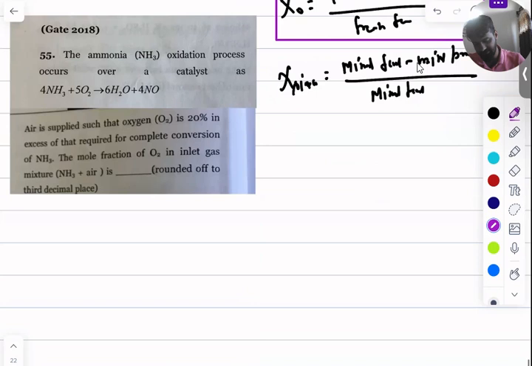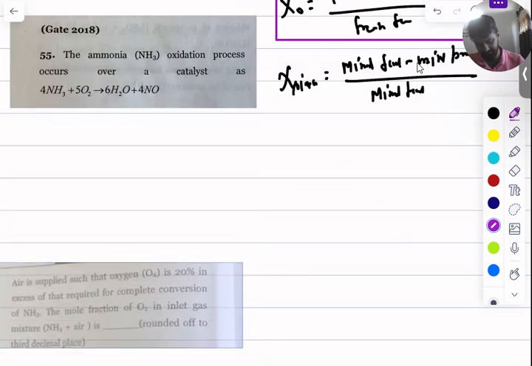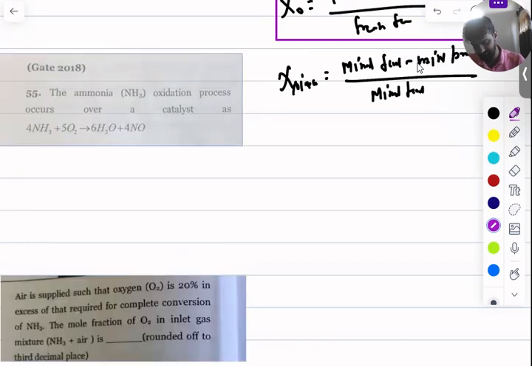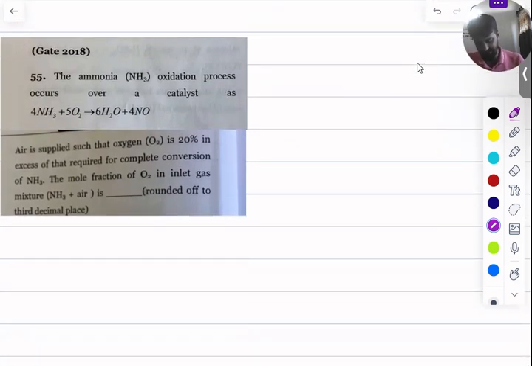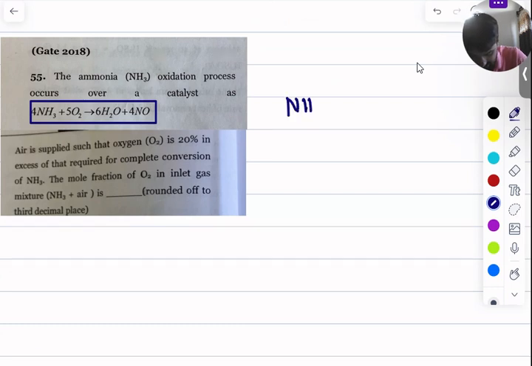Okay, after that, I'll be moving towards the next concept here, right? This is another question, that ammonia NH3 oxidation process occurs. One of the most important things is the reaction. Whenever in chemical technology, these questions can be asked, ammonia is getting oxidized, it is going to form nitric oxide and 6H2O, right? So the reaction can be written as NH3 plus O2 getting converted into 6H2O plus NO.